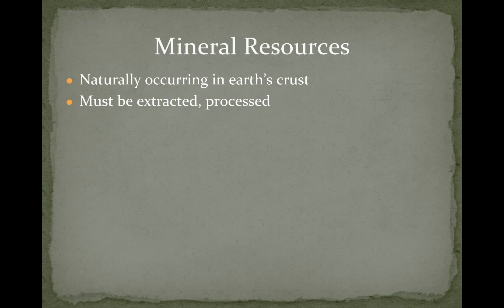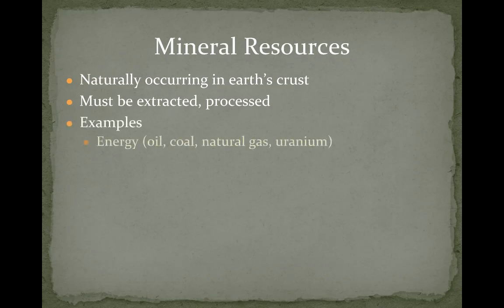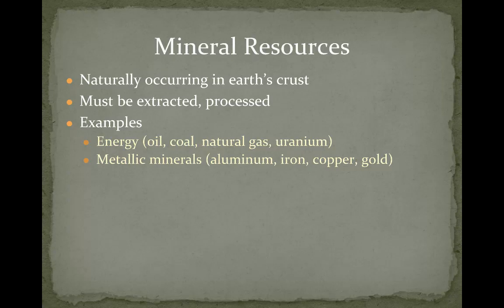We know that these must be extracted and processed. You'll see that in labs through this chapter, and some examples are how you get to school or how you use energy to heat your home. We need these resources for energy. We need the metallic minerals like aluminum, iron, copper, gold, aluminum in airplanes. A lot of the metallic minerals are especially helpful when using electric current, so electricity.